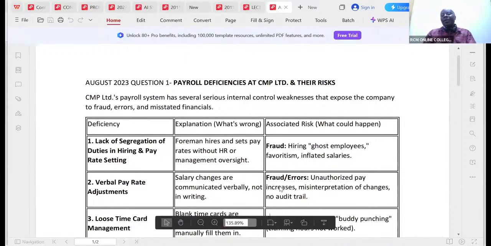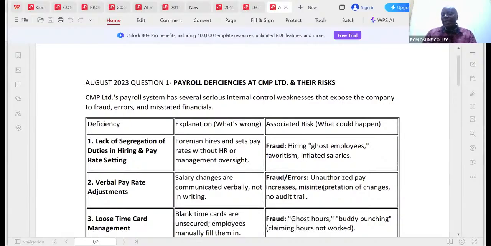Yeah. Then in this case here, we have the risk. The risk is unauthorized pay increases, misinterpretation of changes, no audit trail. As auditors, when we come there, if somebody got an increment, then we expect to see that in writing. And if, for example, this person got a very material increase, perhaps in this case they changed to a much bigger role like a director, some positions we even expect to have what we call board approvals. Those board approvals, we should even be able to see these in minutes.